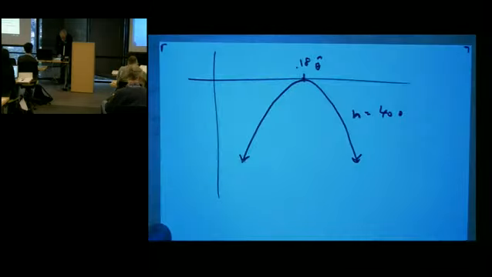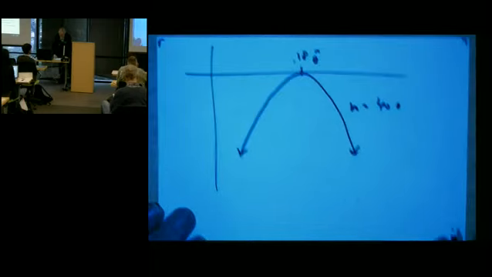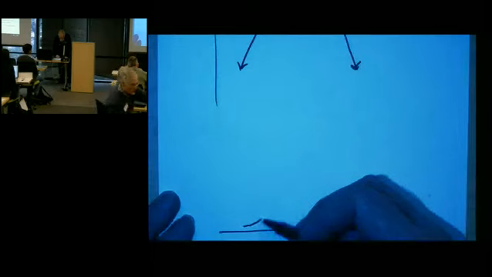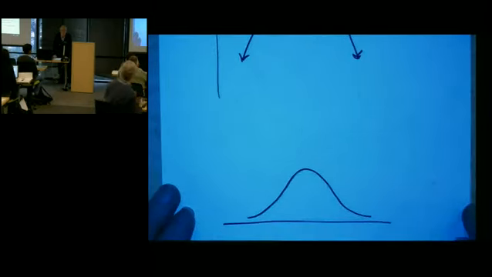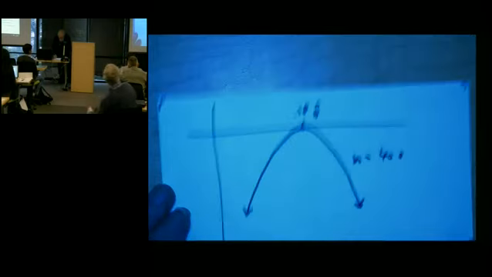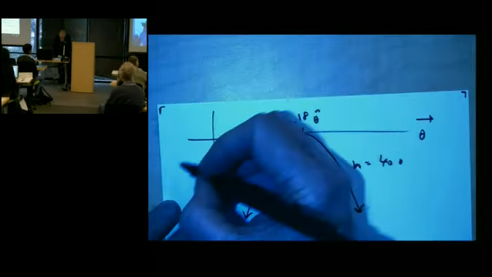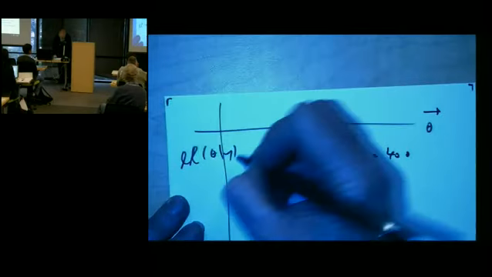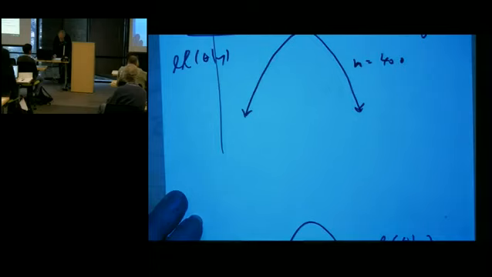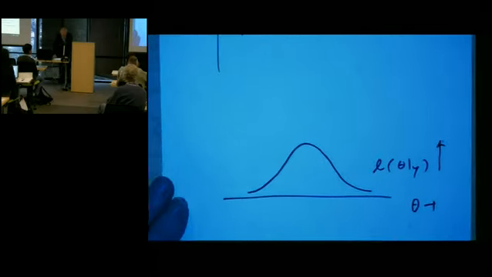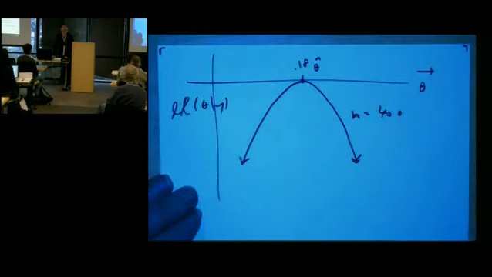And the likelihood picture on the likelihood scale that goes along with that is something that looks like a normal curve, except, as I told you, this is L of theta given y, and this is theta going this way. And this is the log likelihood function, which I'm going to write as LL of theta given y. So this is, again, theta going this way and the likelihood function of theta going that way. So up here on the log likelihood scale, the picture looks like that.